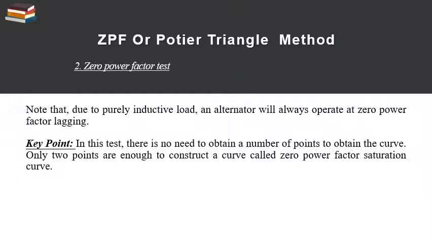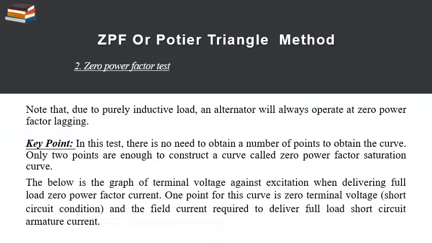So key point is that in this test there is no need to obtain a number of points to obtain the curve. Only 2 points are enough to construct a curve called zero power factor saturation curve. So we do not need to take different readings in ZPF, only 2 points are enough, through which we can draw the ZPF saturation curve. The below is the graph of terminal voltage against excitation when delivering full load zero power factor current.